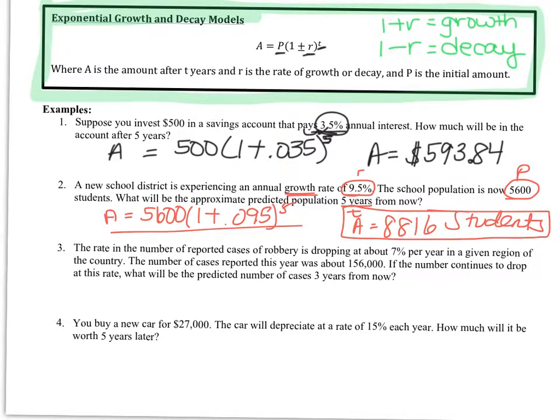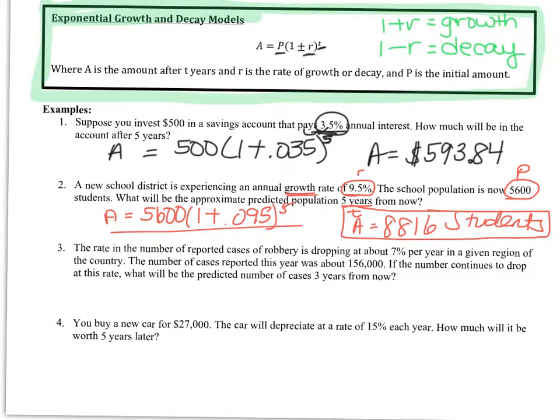All right, let's try one more together. The rate in the number of reported cases of robbery is dropping at about 7% per year in a given region of the country. The number of cases reported this year was about 156,000. The number continues to drop at this rate. What will be the predicted number of cases 3 years from now?